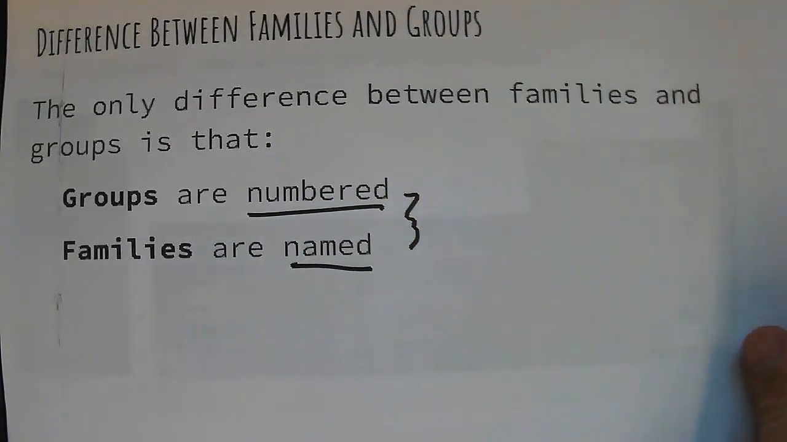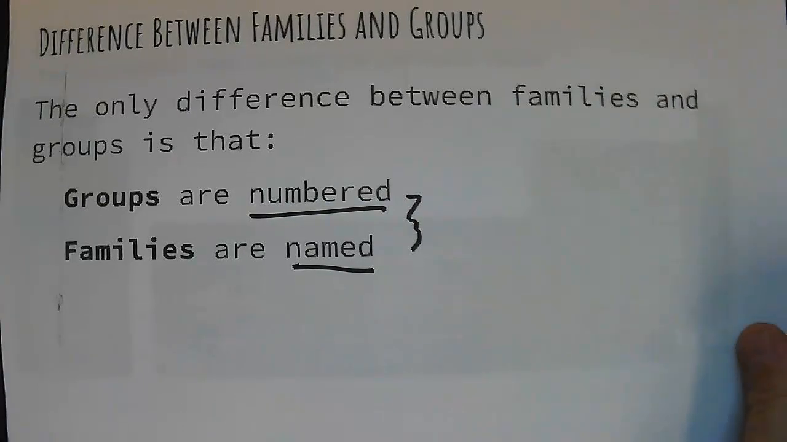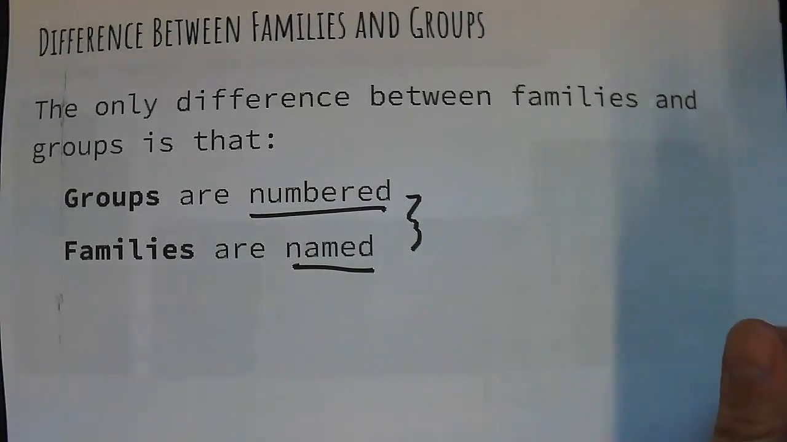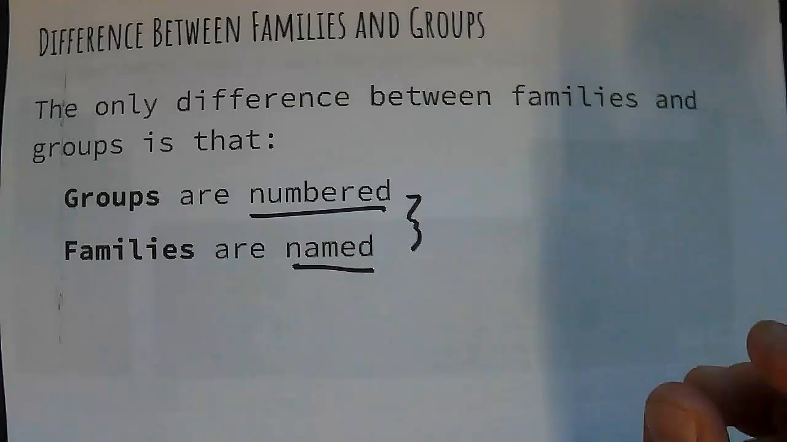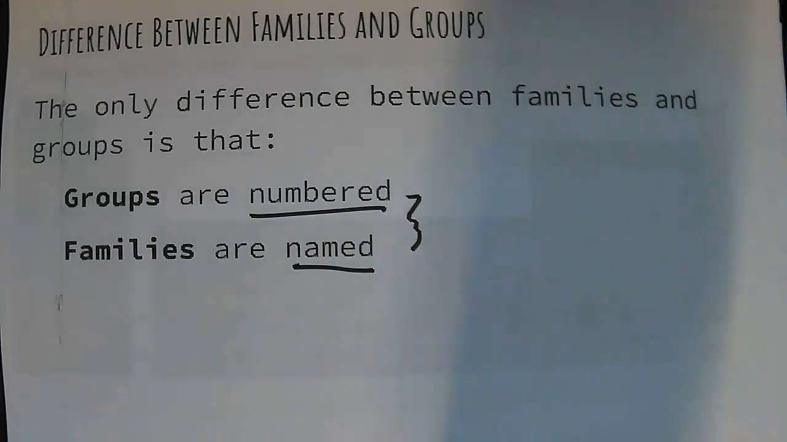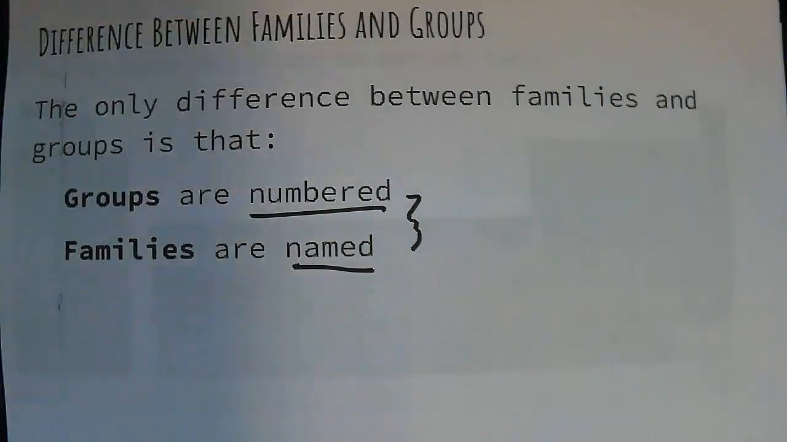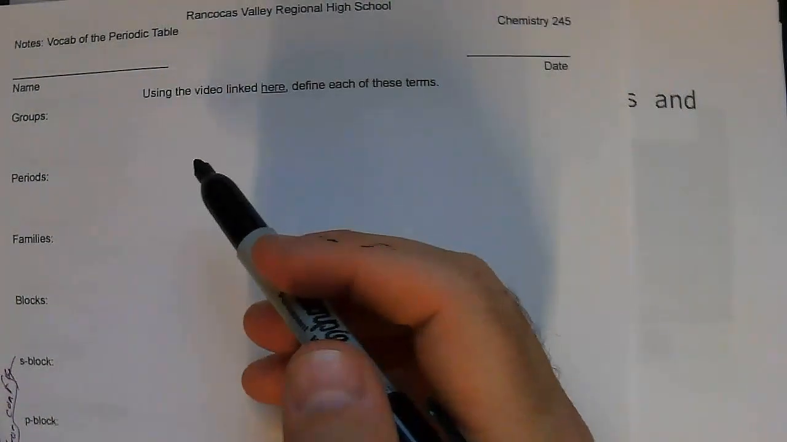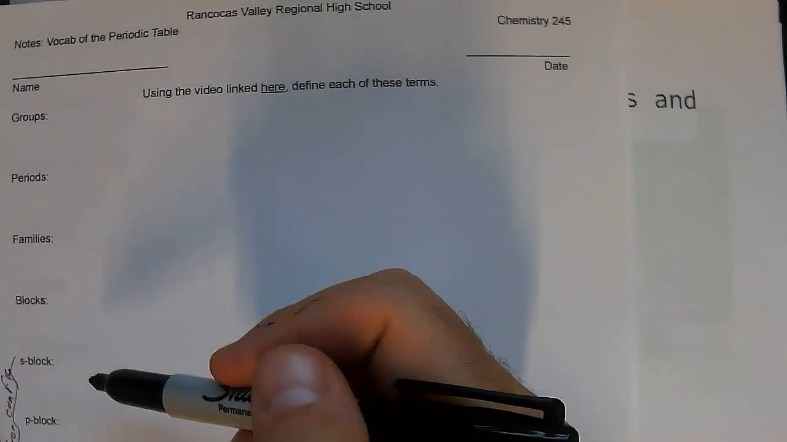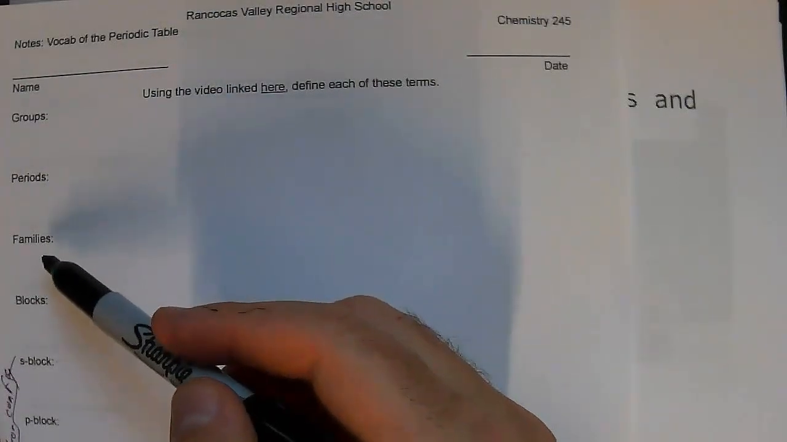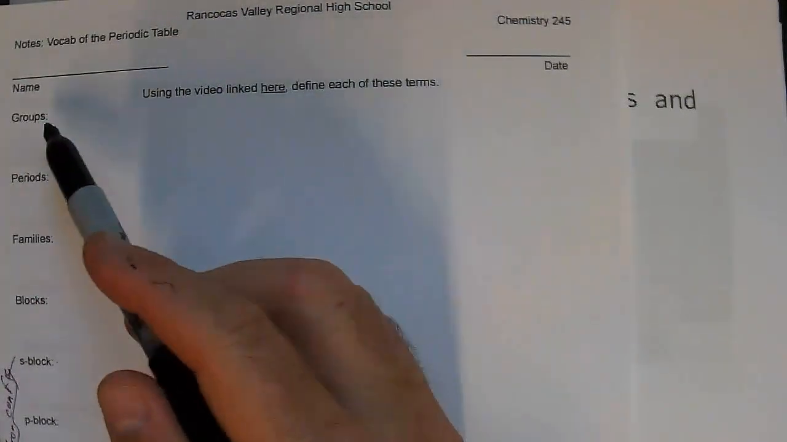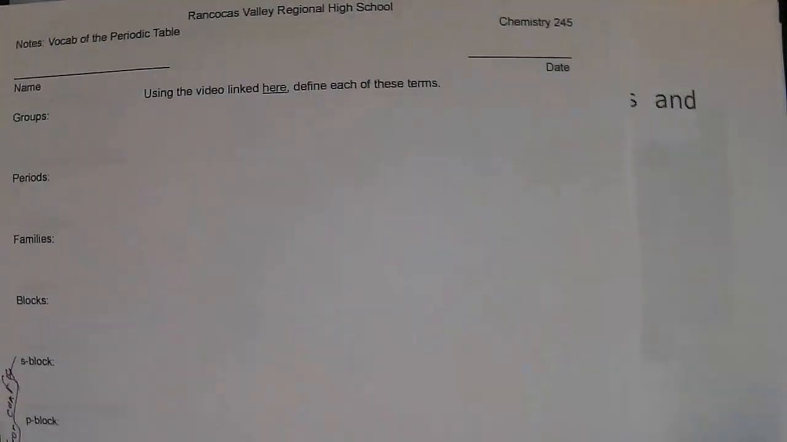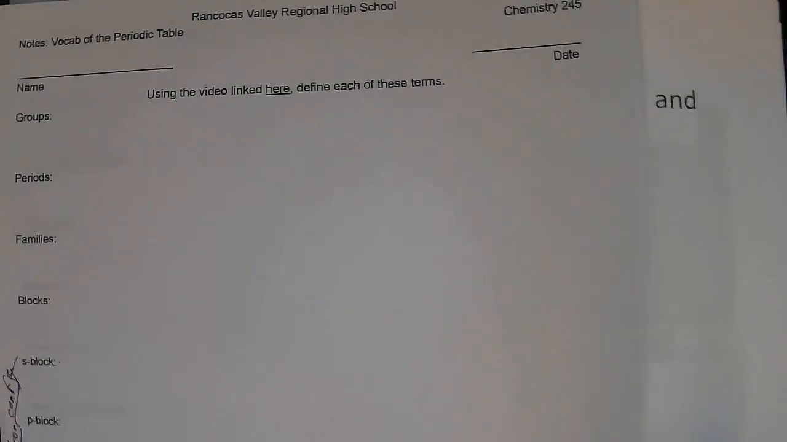When we get to the end of this, you'll see some of the names of the elements. You probably would love to have this sheet out, and you can pause the video to get down these definitions so that we all have familiarity with these vocabulary terms.